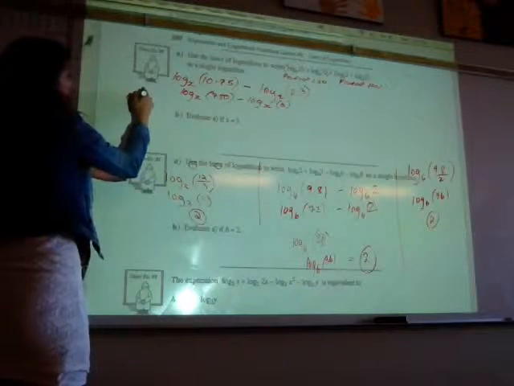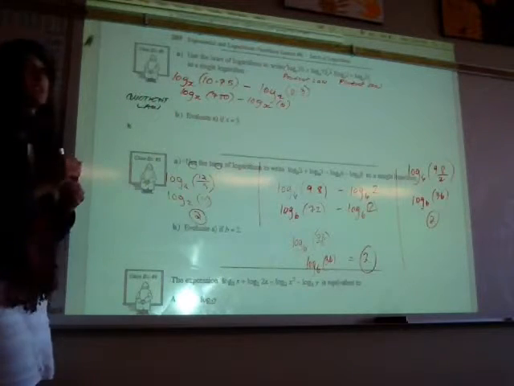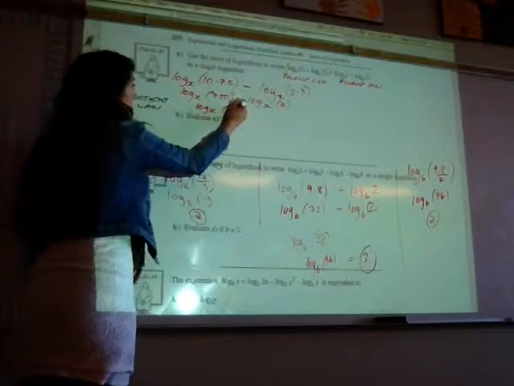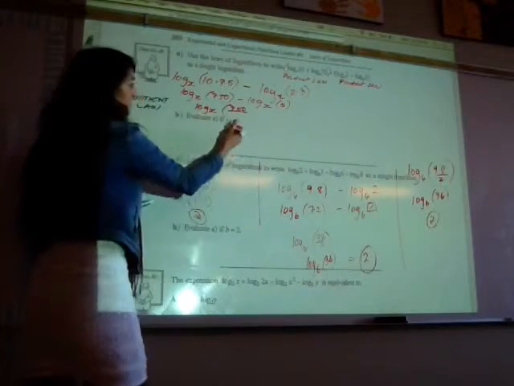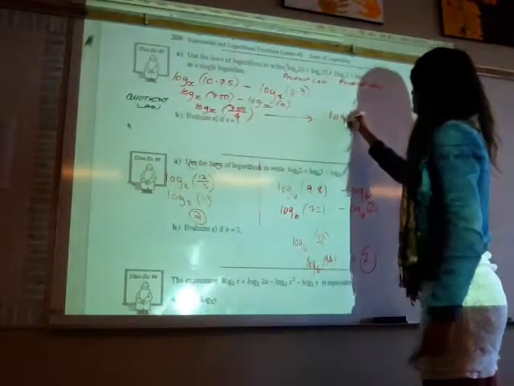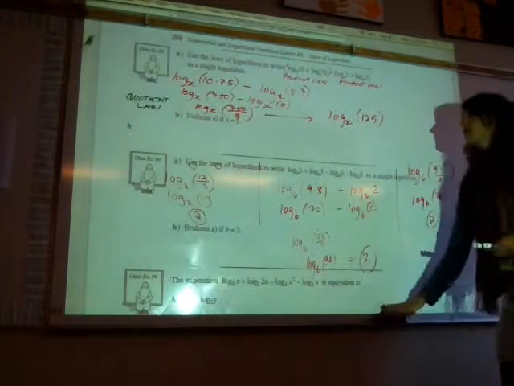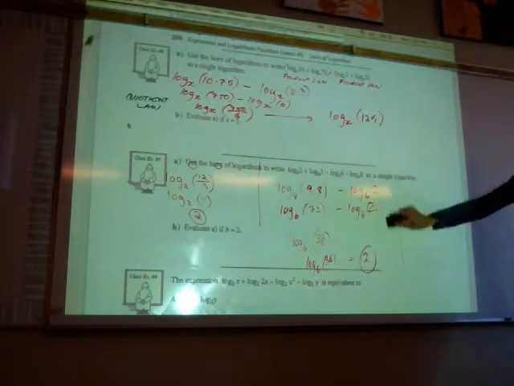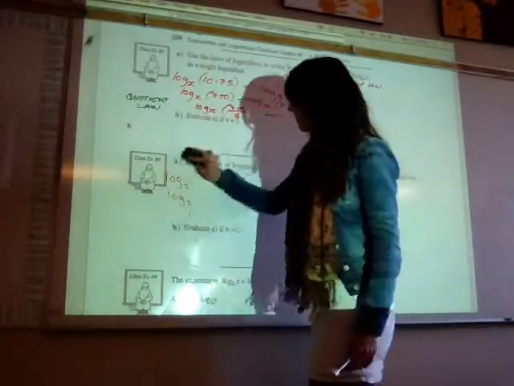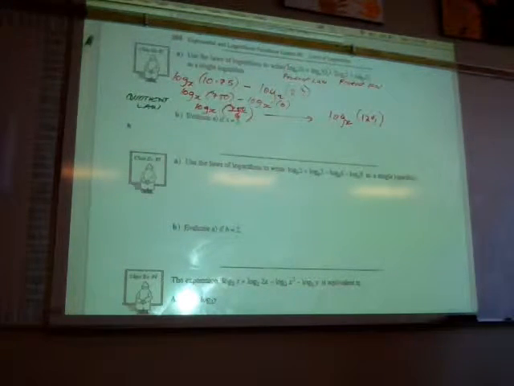Because we're subtracting, we can apply the quotient law now, which means we divide our arguments. We get log base x of 750 divided by 6. You guys can help me out there. What do we get? 125? Thank you. How are we so far?